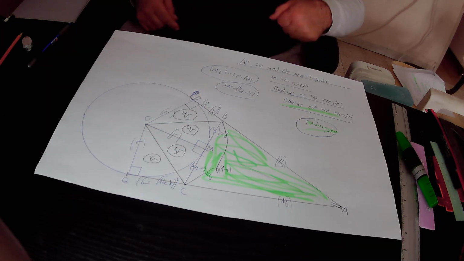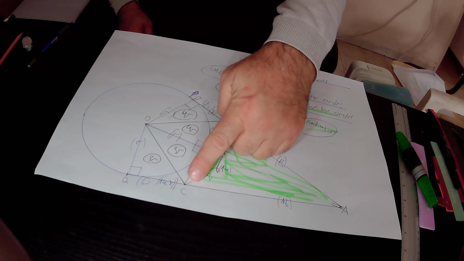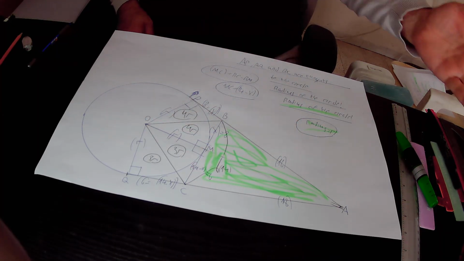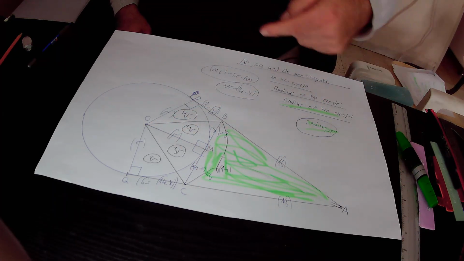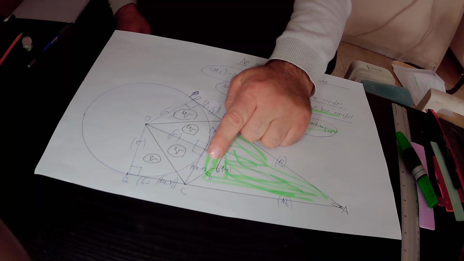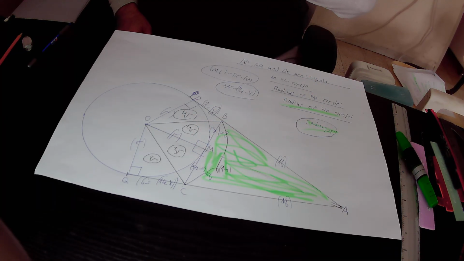The next step, we focus on this common external point C. From this point C, we have two tangents to this circle, tangent CM and tangent CQ. And according to rule 2, they are equal to each other. That is to say, CM equals CQ. But we found out that CM equals 14 minus X, therefore CQ must also equal 14 minus X according to rule 2.